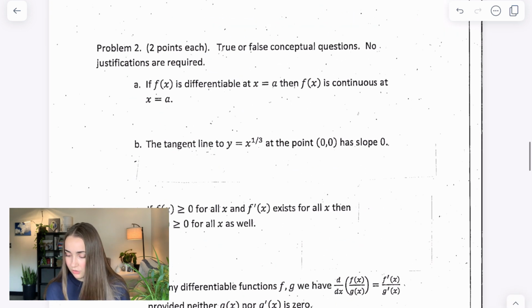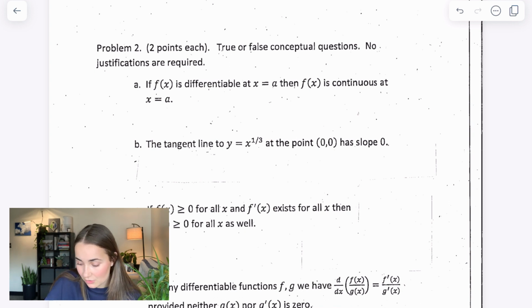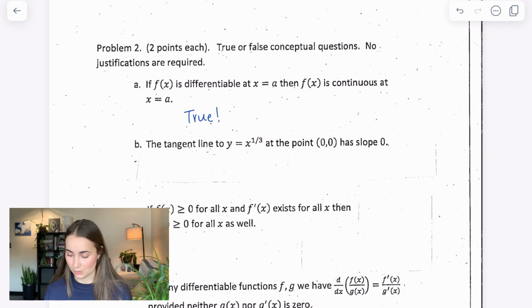So here we have true and false questions. We do not need to give justification. We just need to answer true and false. So first for part A, we have f of x is differentiable at x equals a, then f of x is continuous at x equals a. This is a true statement. If it was not differentiable, then it would not be continuous.